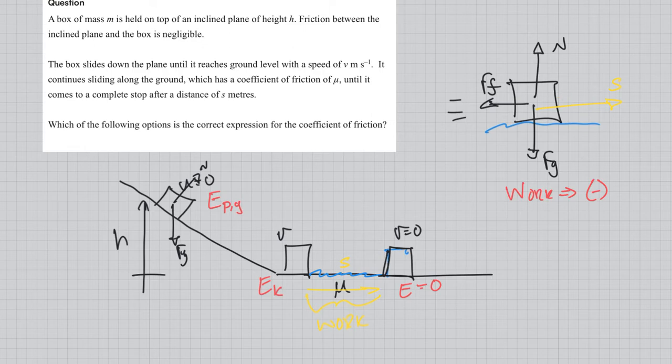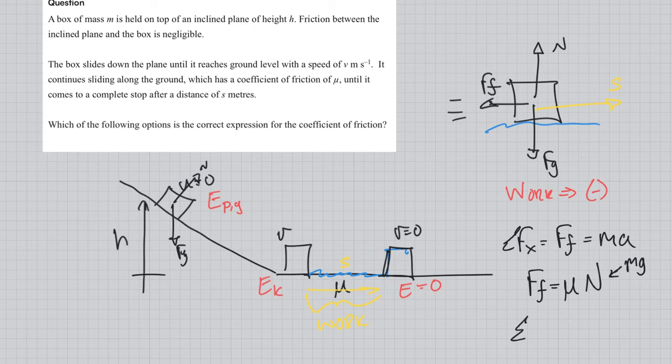So if we're trying to find the coefficient of friction, we first need to understand that the sum of the forces in the x direction are simply going to be my frictional force equals mass times acceleration. Remember, frictional force is going to be my coefficient of friction multiplied by my normal force. And in this case, we know the normal force is going to be mass times gravity. So our coefficient of friction is going to equal my frictional force divided by my mass times gravity.